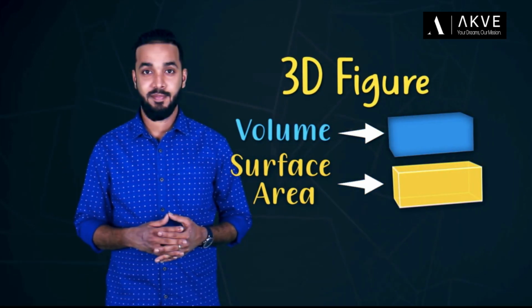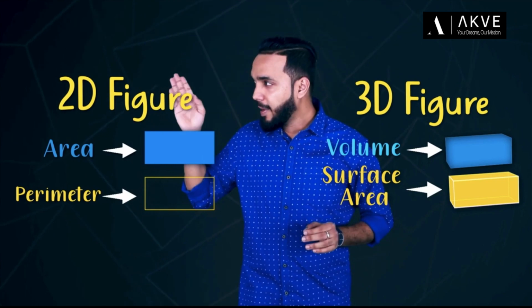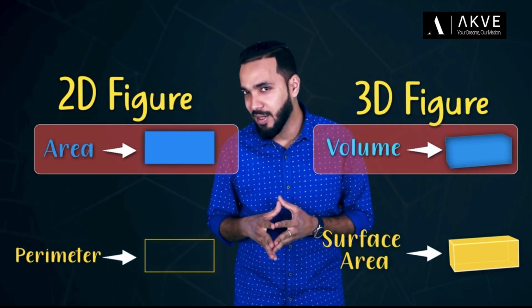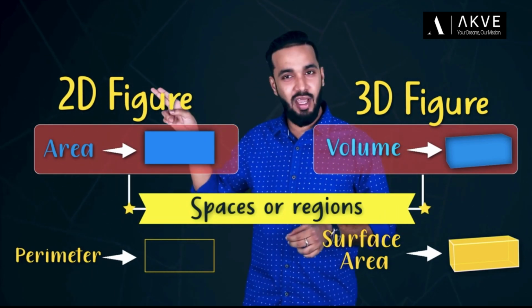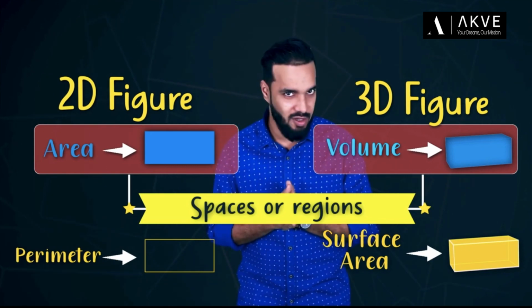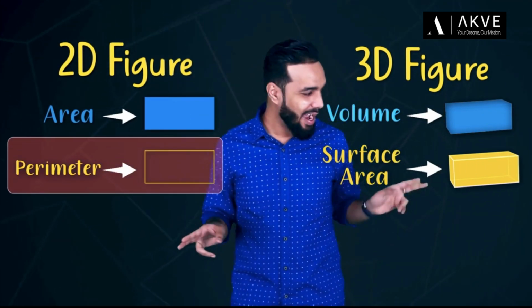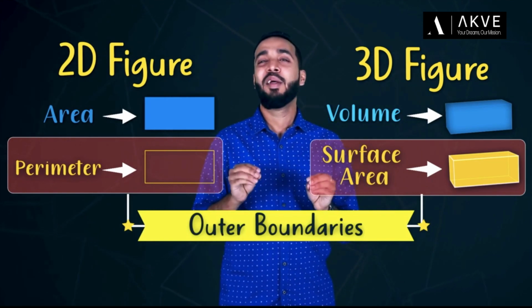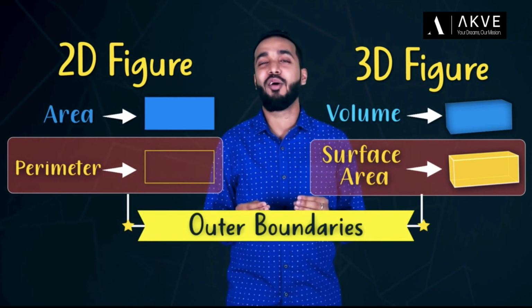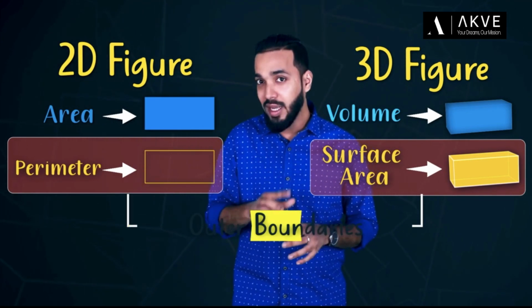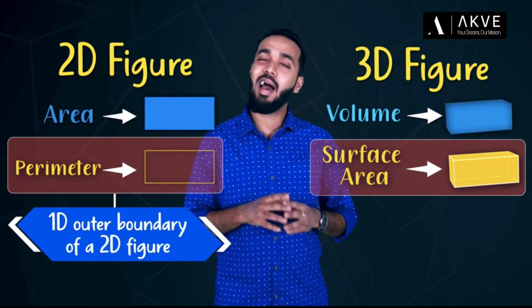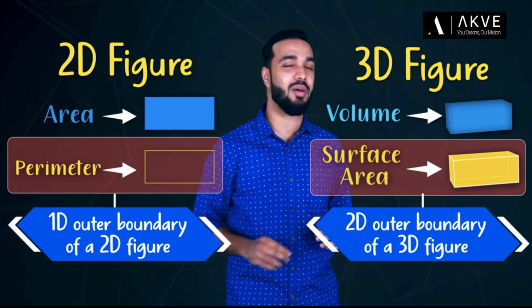surface area. So, loosely speaking, area and volume are related in that they are spaces or regions covered by 2D figures and 3D figures respectively. And perimeter and surface area are related in that they are outer boundaries of 2D figures and 3D figures respectively. Perimeter is the 1D outer boundary of a 2D figure and surface area is the 2D outer boundary of a 3D figure. So, got a clear idea about surface area and volume?